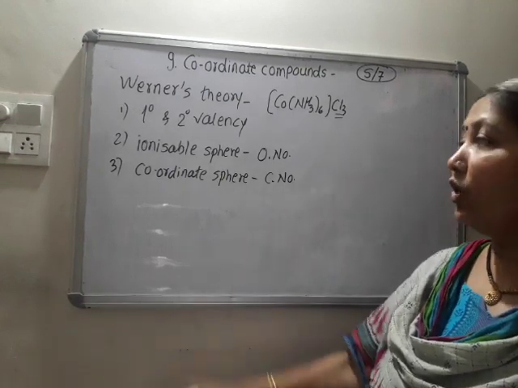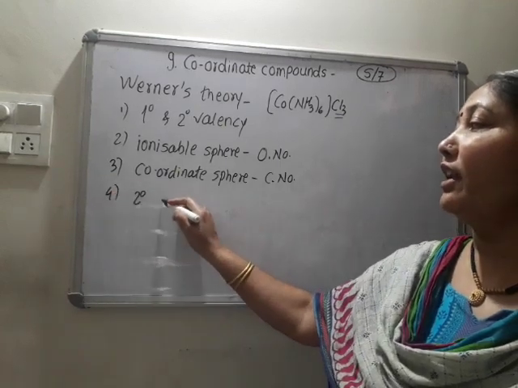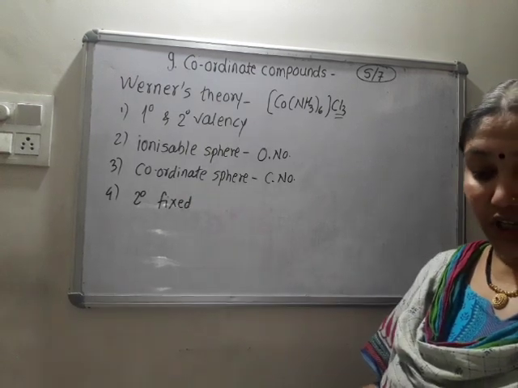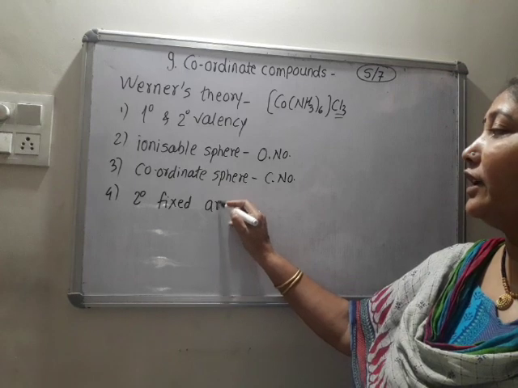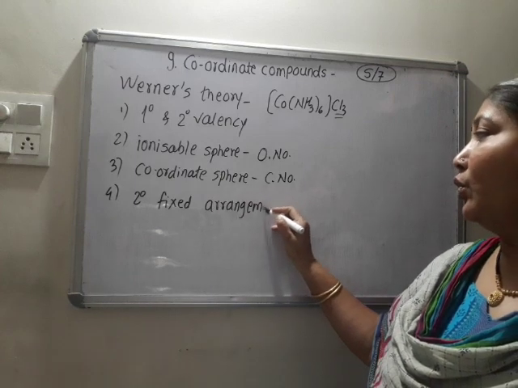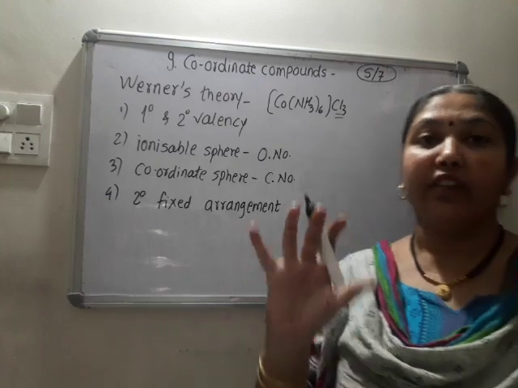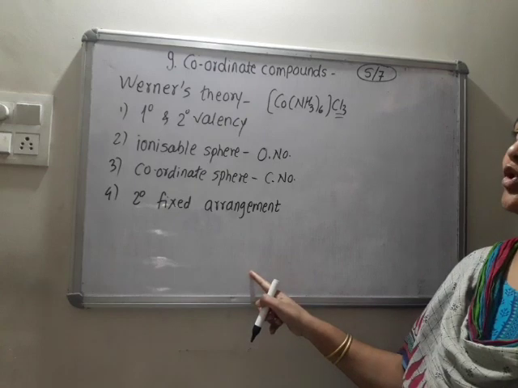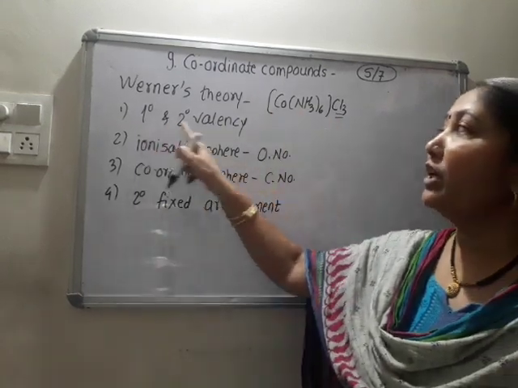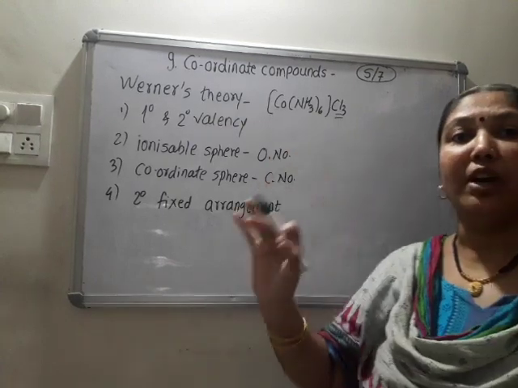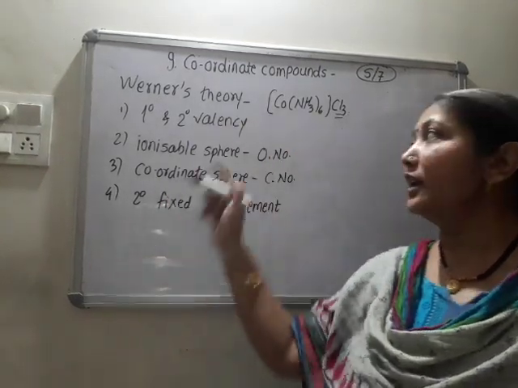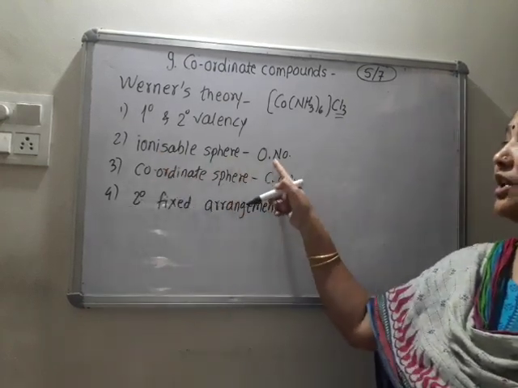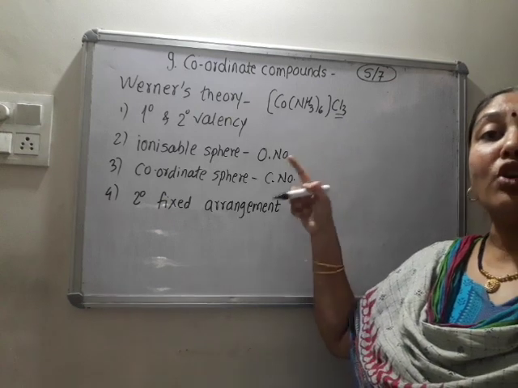And one more, the 4th postulate: the secondary valence has a fixed position, or fixed spatial arrangement, and this results in a definite geometry of the compound. Is this clear? So what are the postulates of Werner's theory? Number 1, primary and secondary valence. Every metal has primary and secondary valencies. There are two spheres. The first sphere is the ionizable sphere, which is related to oxidation number.